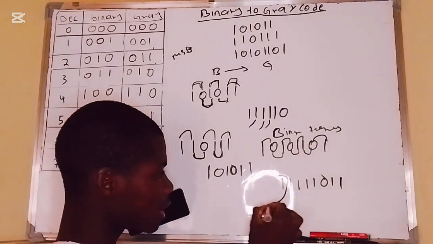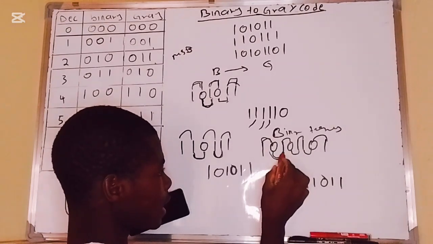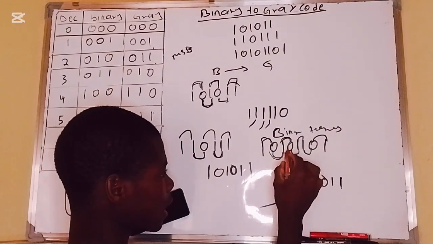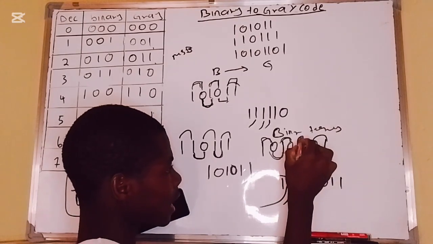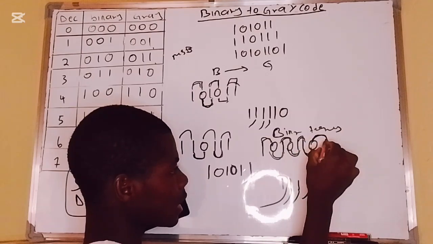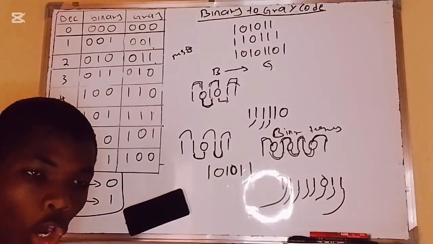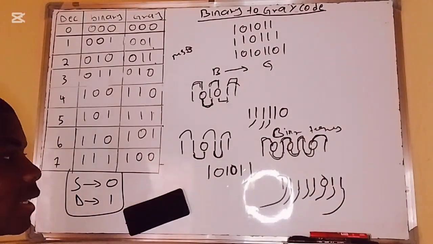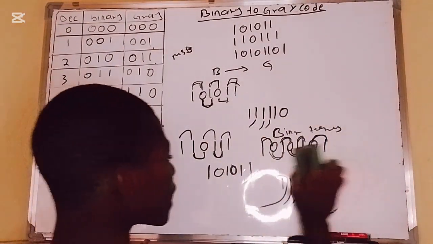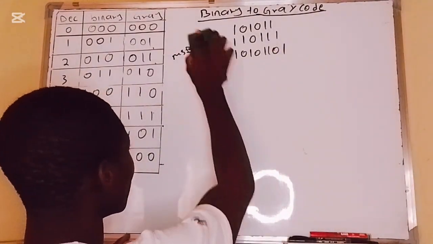I keep the MSB. This is the MSB. This and this are different, I have 1. This and this are different, I have 1. This and this are different, I have 1. This and this are different, I have 1. This and this are the same, I have 0. This and this are different, I have 1. This and this are different, I have 1. So this is how you can convert binary to gray code. Now let's see gray code to binary.